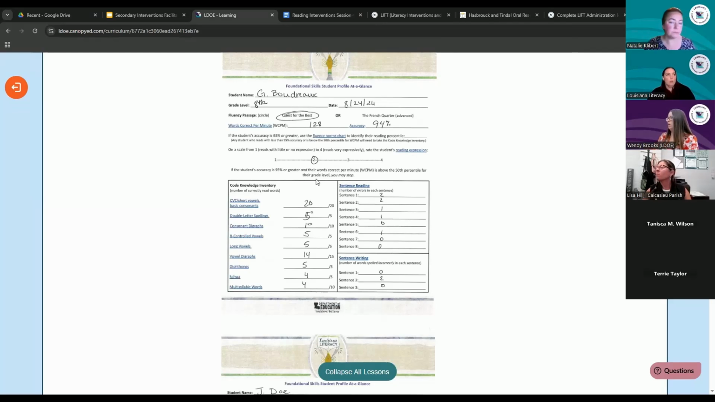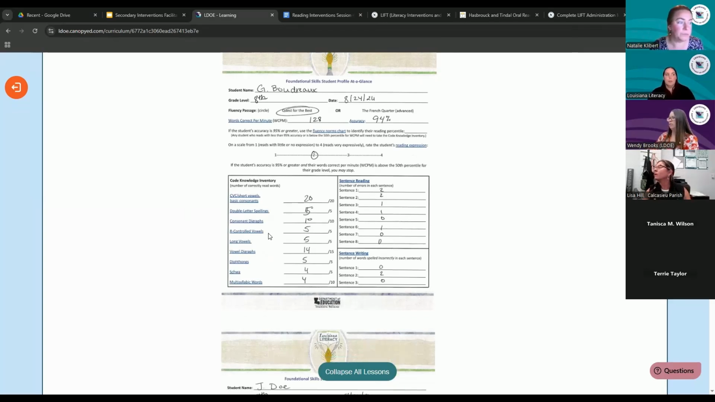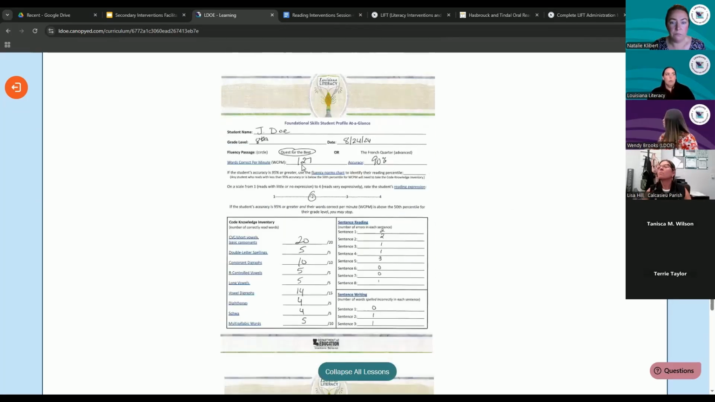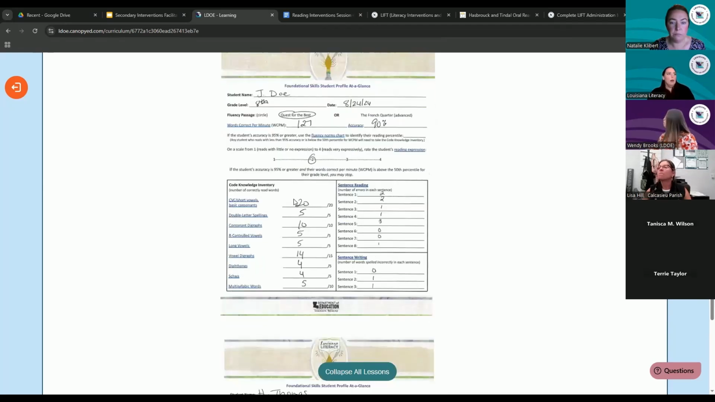And these are their scores on this, how they performed on all these different foundational assessments, or their knowledge of those foundational skills. So this student did okay on most of them. You see that there's maybe some issues over here with multisyllabic words. They only got 4 out of 10 correct on this. And then we have J. Doe, 127 words correct per minute, 90% accuracy. Again, most of their code knowledge inventory is pretty good until we get down to the multisyllabic words.